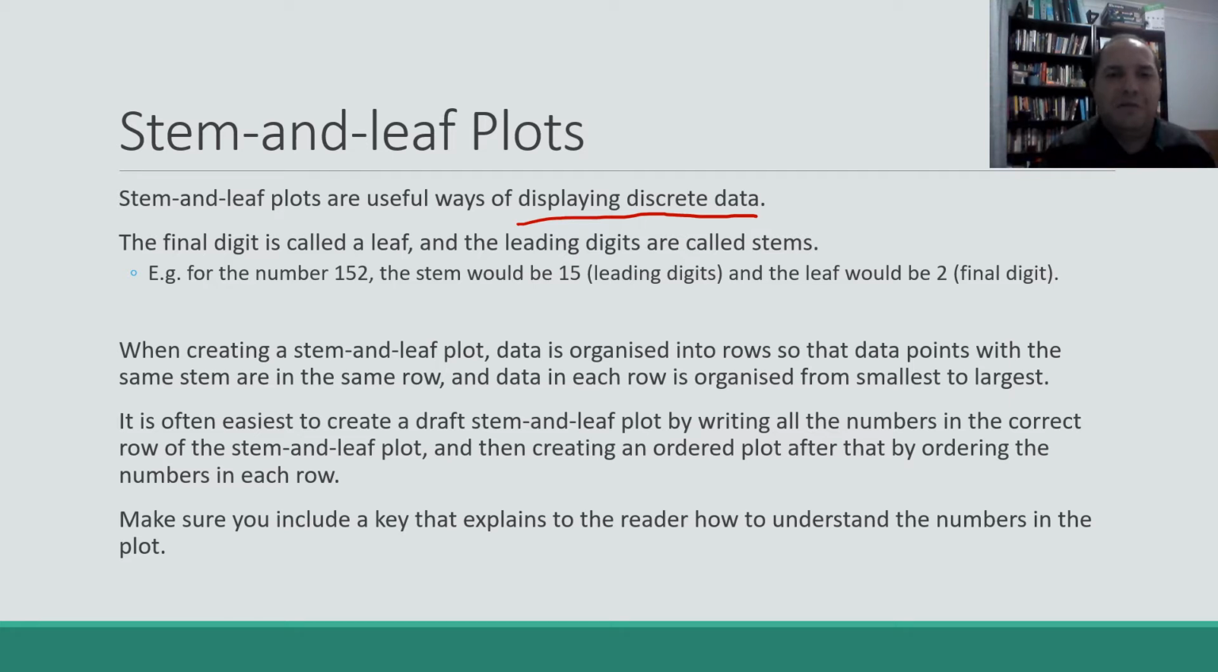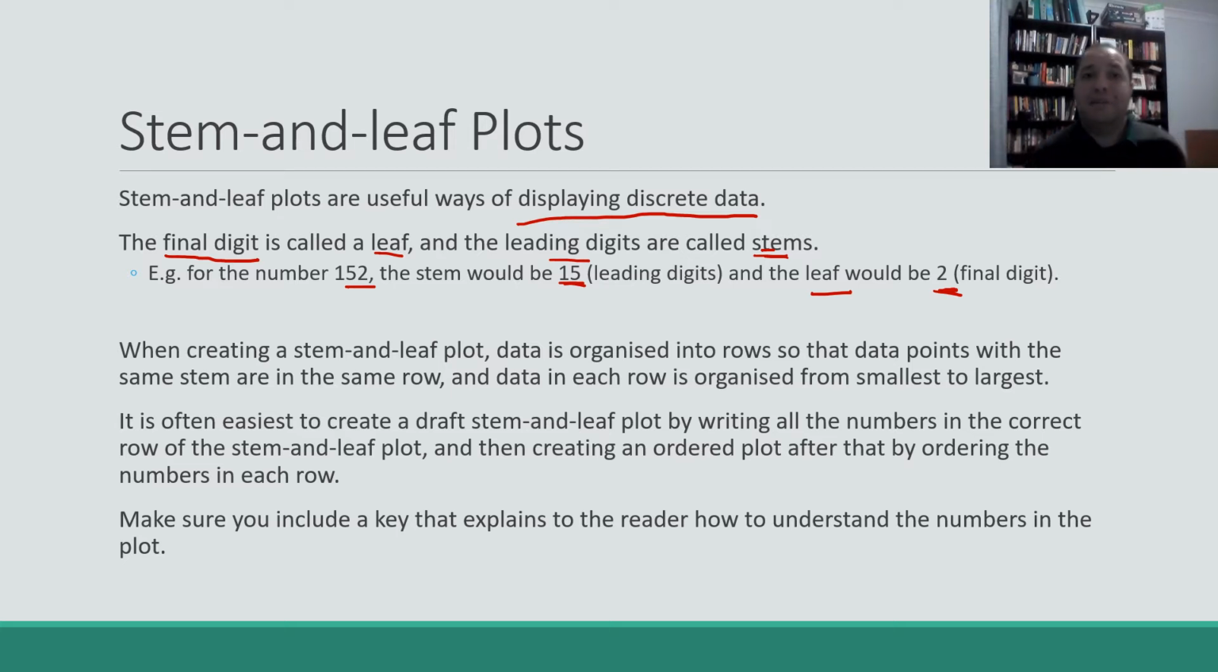Now the final digit, when you've got a number to use in the stem and leaf plot, the final digit is called the leaf, and the leading digits are called stems. So for the number 152, the stem would be 15, so all the numbers in front of the last digit, and the leaf is just the last digit on its own, that 2 there.